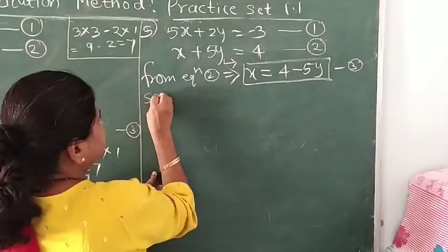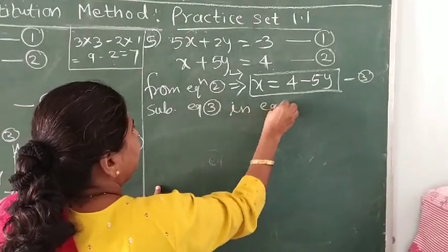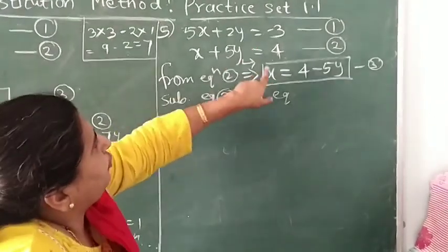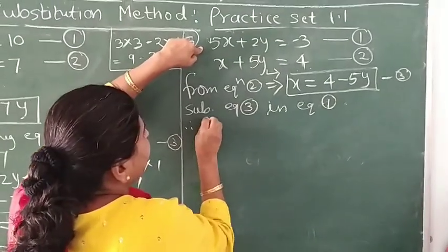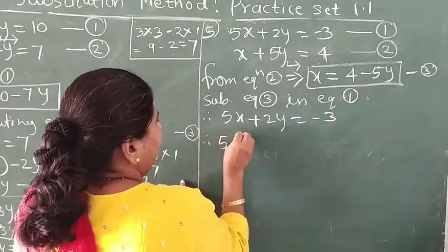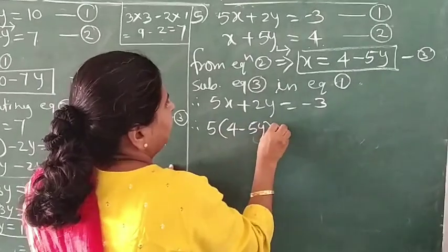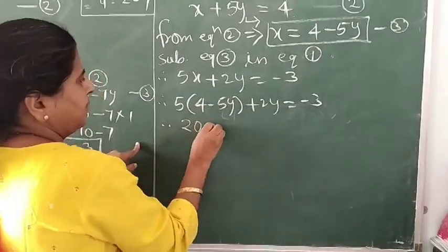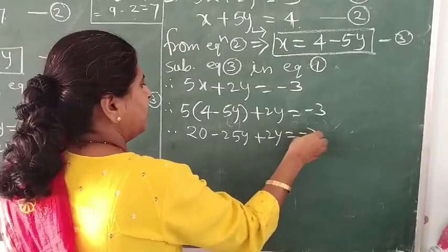So substitute equation 3 in equation, which equation we have to substitute? We have taken equation number 2, so we have to substitute this value in the other equation, that is equation number 1. Copy equation number 1, 5x plus 2y is equal to minus 3. Therefore 5 into x, the value of x we have got here, 4 minus 5y, plus 2y is equal to minus 3. So 4 5s are 20, minus 5 5s are 25y plus 2y is equal to minus 3.